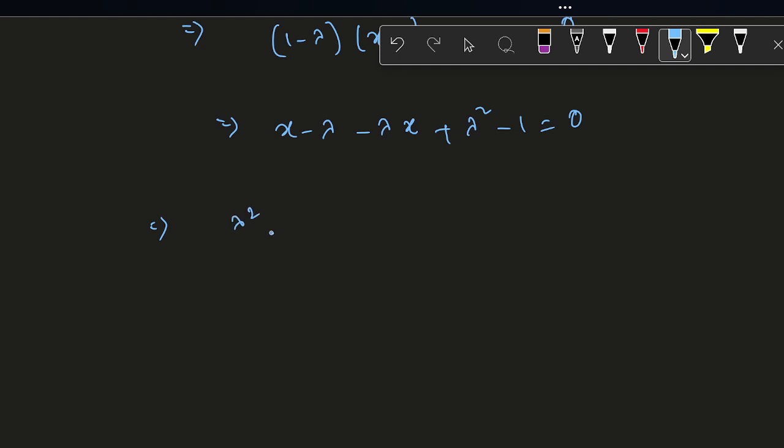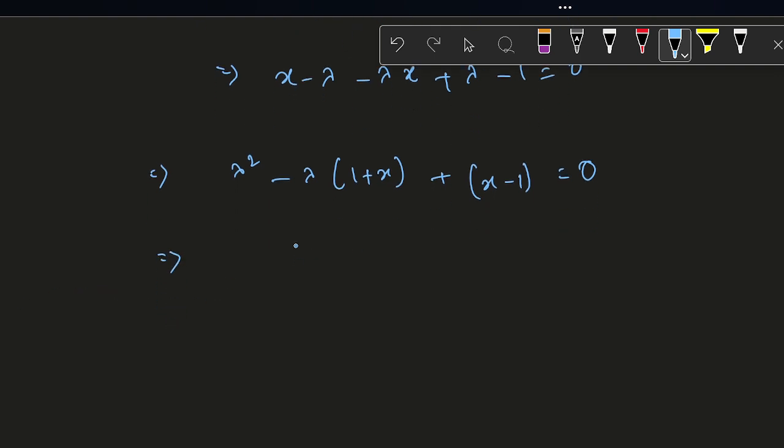So lambda squared minus lambda into (1 plus x) plus x minus 1 equal to 0. So this is your final equation, and you have to solve that. So you'll use the rule for solving this kind of a quadratic equation root.